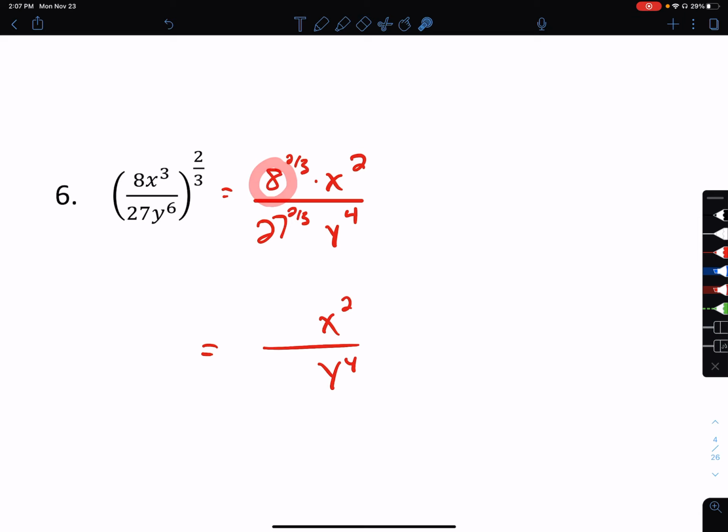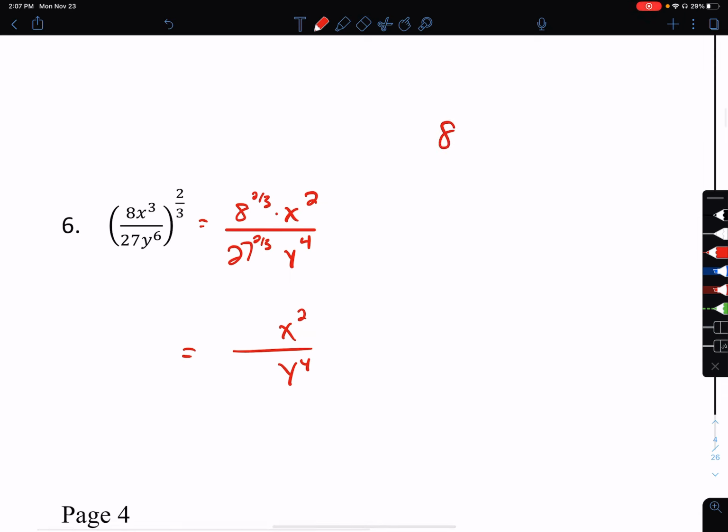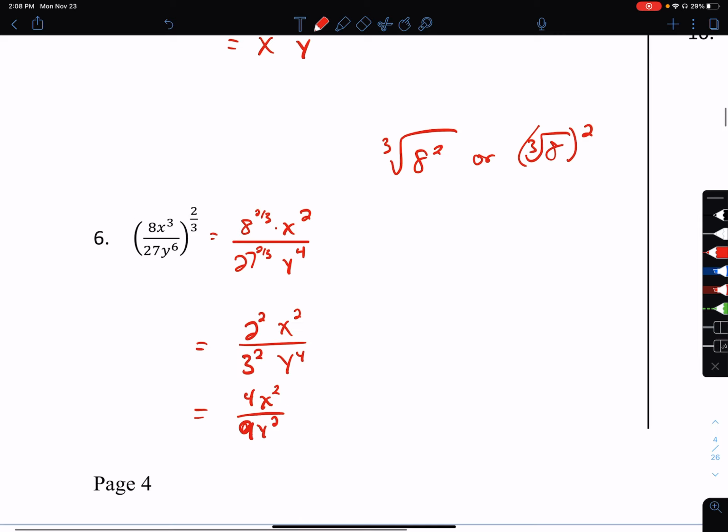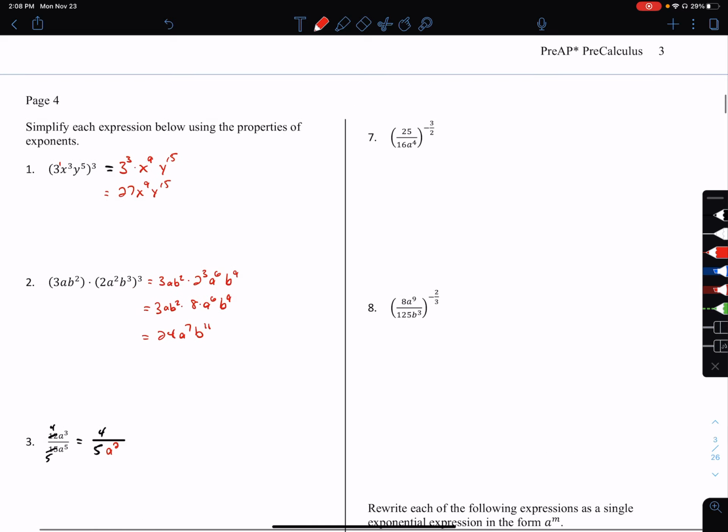We can do this in a couple ways, this 8 to the 2/3. We can take 8 squared and then cubed root it, or we can take the cubed root of 8 and then square it. Both of these are equivalent to this. I prefer this one here. The cubed root of 8 is 2, so now it's 2 squared. Same thing here. The cubed root, this bottom number, is the root of 27. What times itself again is 27? Well, that's 3. So that's going to give us 4x squared over 9y squared. Best we can do, that's finished.